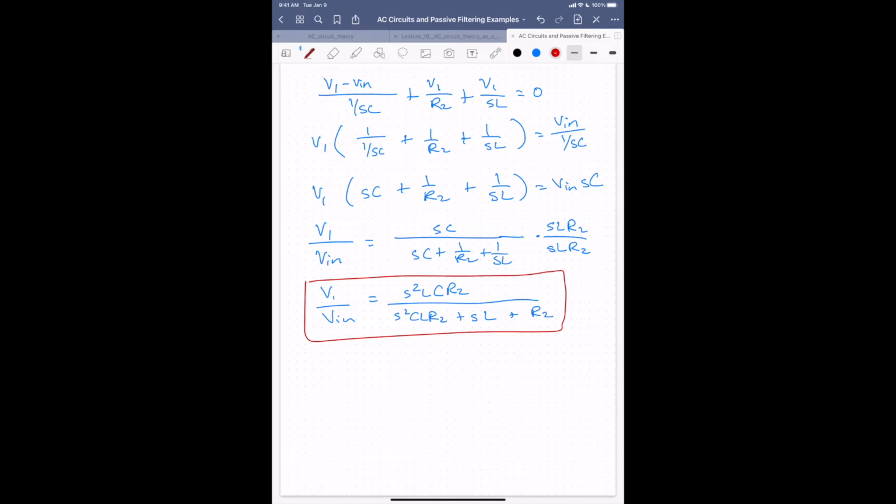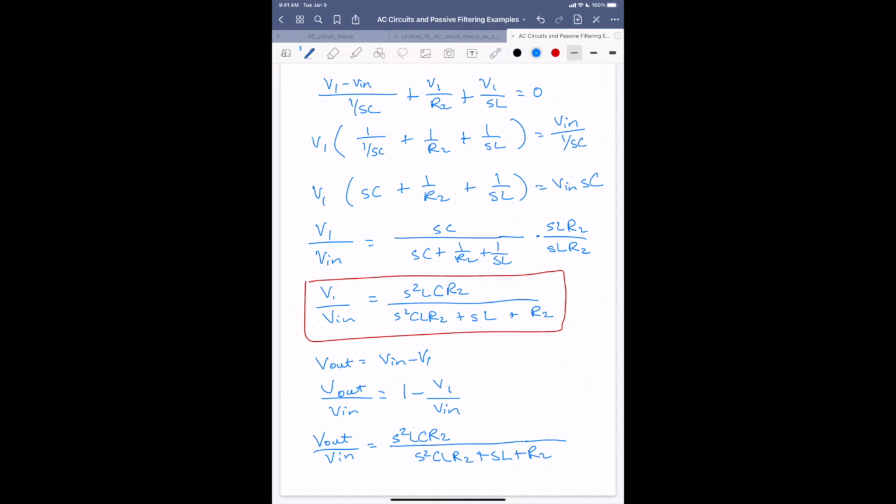And then we remember, of course, that V out is equal to Vn minus V1. So V out over Vn will be equal to 1 minus V1 over Vn, which is what I solved for. So now I can write V out over Vn will be equal to a rather messy thing. So I'm going to have the denominator be S squared CLR2 plus SL plus R2. And then I'll have S squared LCR2.